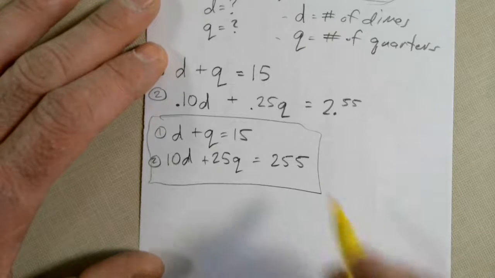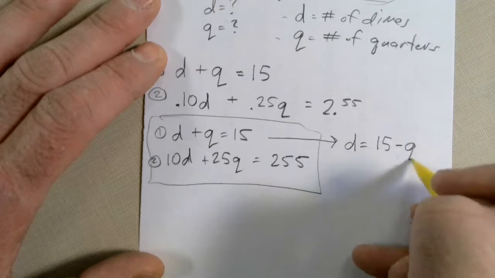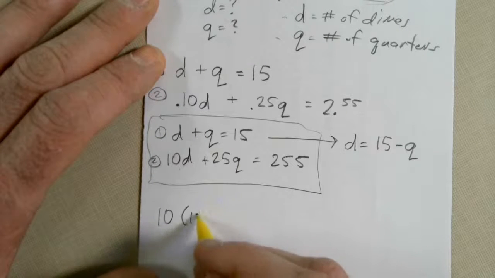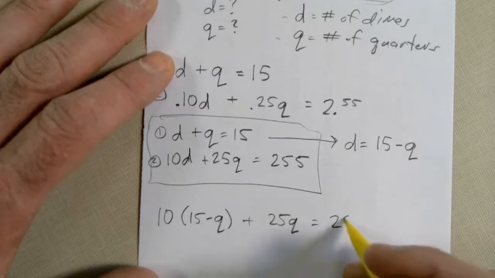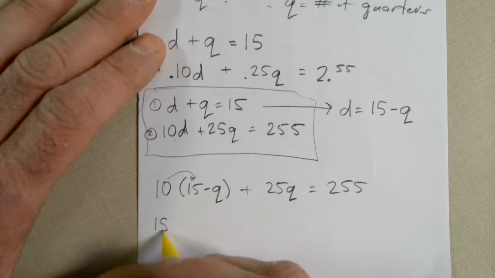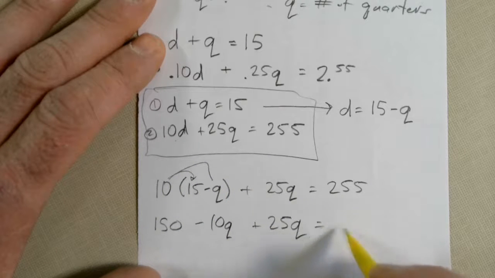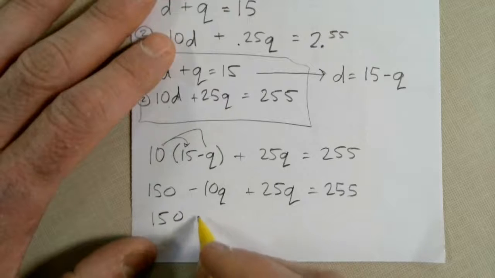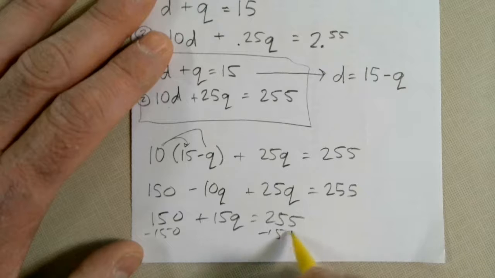Now we have two equations with two variables and we're going to solve. I'm going to solve this one by substitution. So I'm going to change this one to D is equal to 15 minus Q. Then I'm going to plug it in over here. So instead of 10D, I'm going to put 15 minus Q, plus 25Q is equal to 255 cents. So 10 times 15 is 150, minus 10Q plus 25Q is equal to 255. 150 plus 15Q is equal to 255, minus 150.